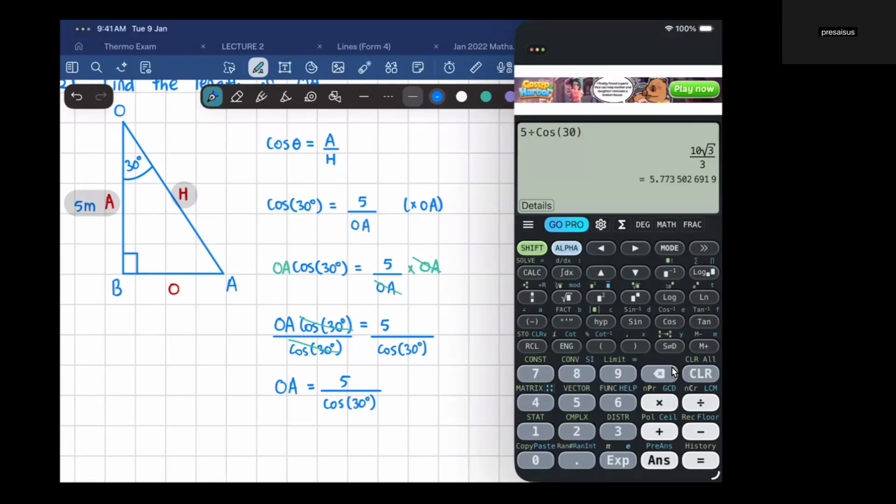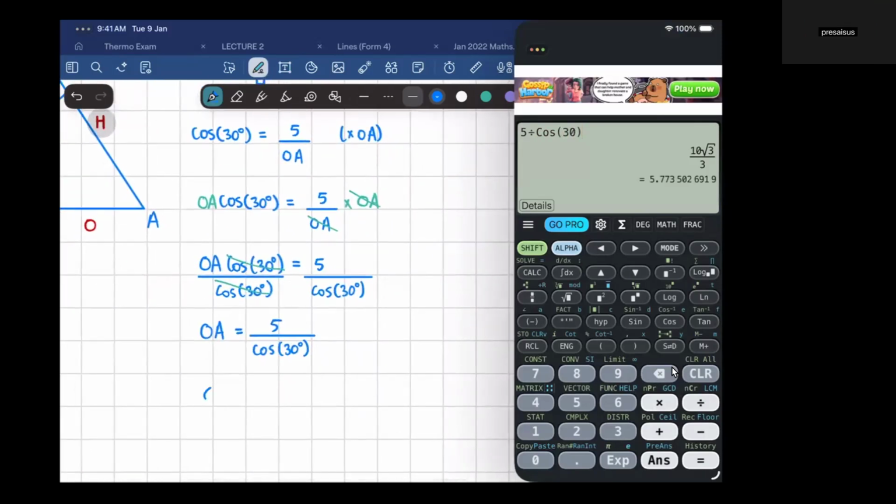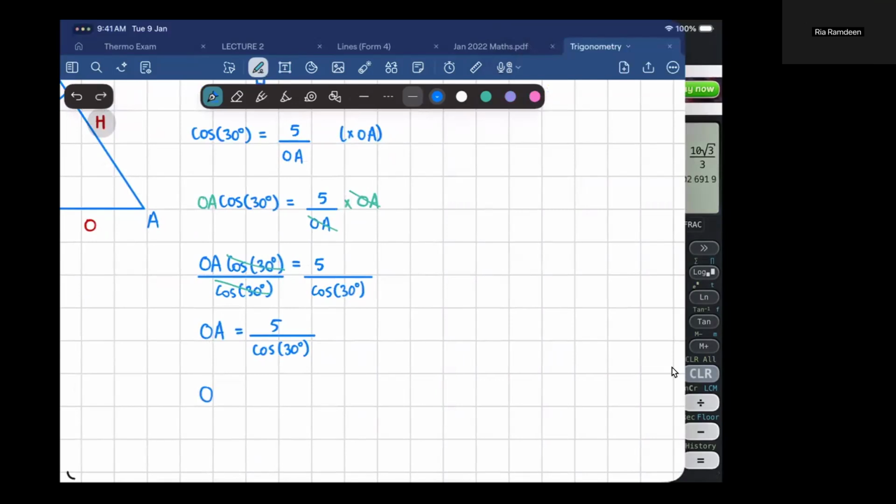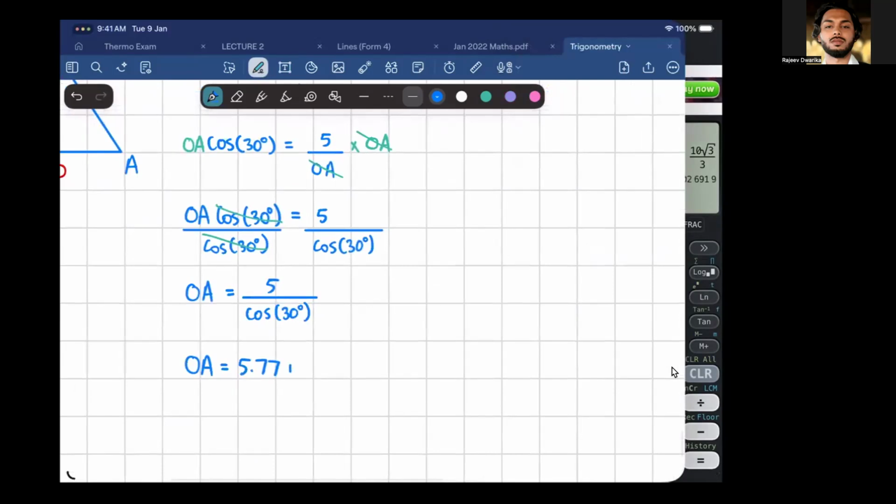Yes, sir. Okay, good. So I use my phone. I get the answer. Okay, nice. 5.77, right? It'll be 5.77 meters. I enter 2 decimal places.